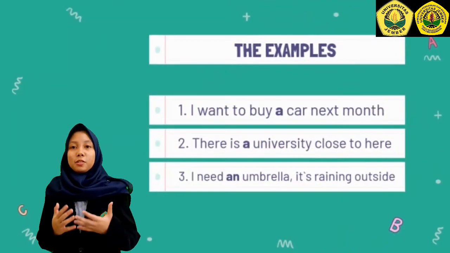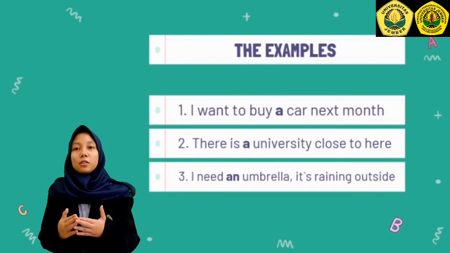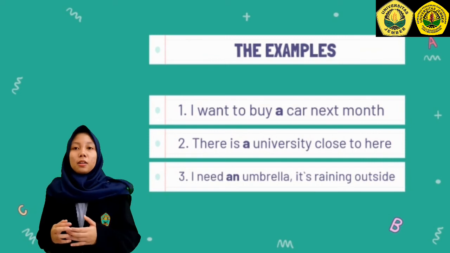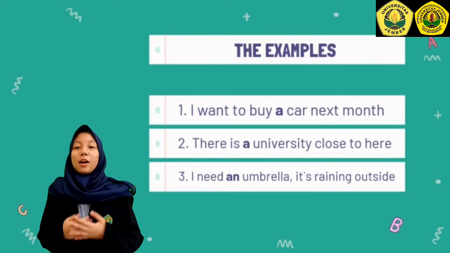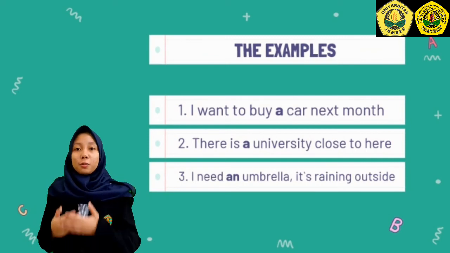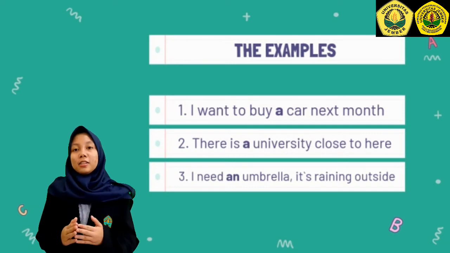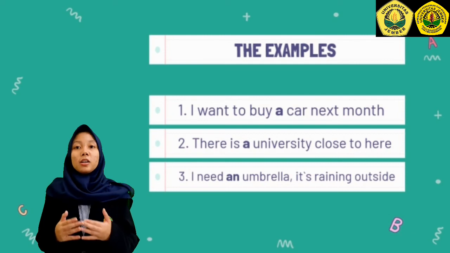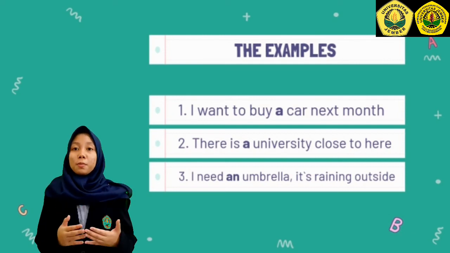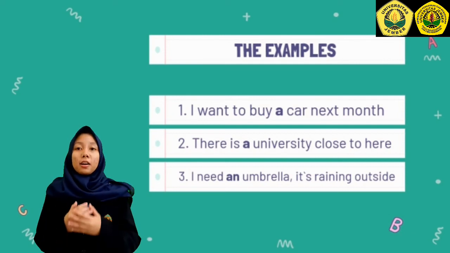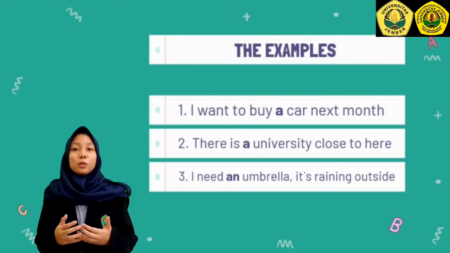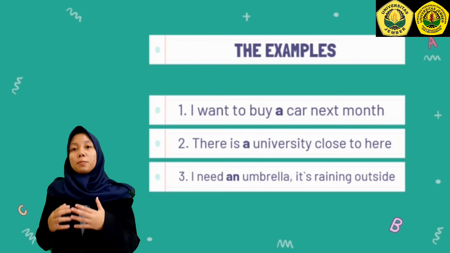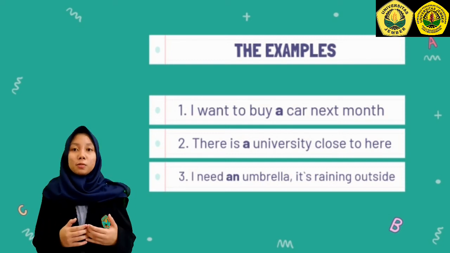Now we are going to discuss how to use the articles "a" and "an" in a sentence. The first sentence is, "I want to buy a car next month." The article "a" is used because the person doesn't define a specific car she or he wants to buy. Besides, the article "a" is also used because the word car begins with a consonant sound.